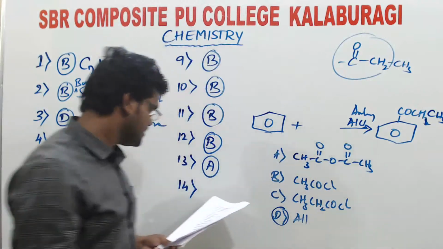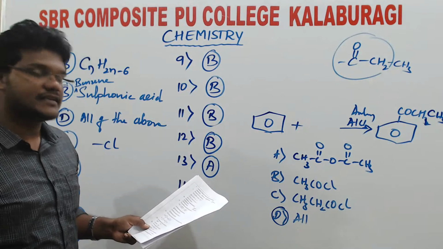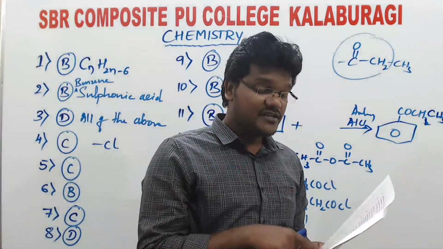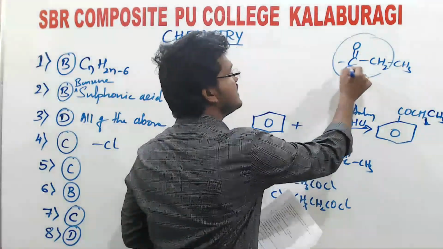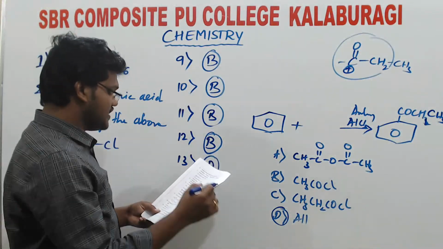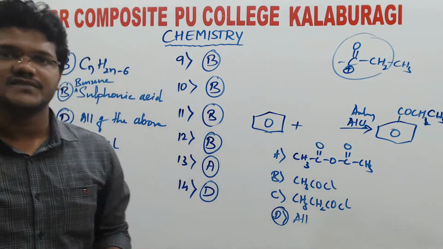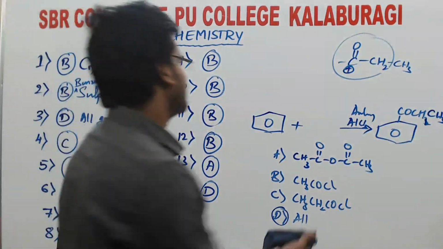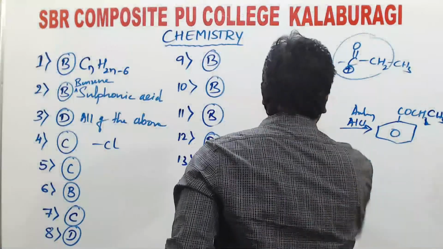Okay. So for 14, which can be used in Friedel-Crafts acylation, it can be acetic anhydride, it can be CH3COCl, it can be CH3CH2COCl. Correct? So this guy acts as the electrophile. This electrophile will come in, attack and form a bond. So for the 14th, it is my option number D. So let's go for the 15th one.